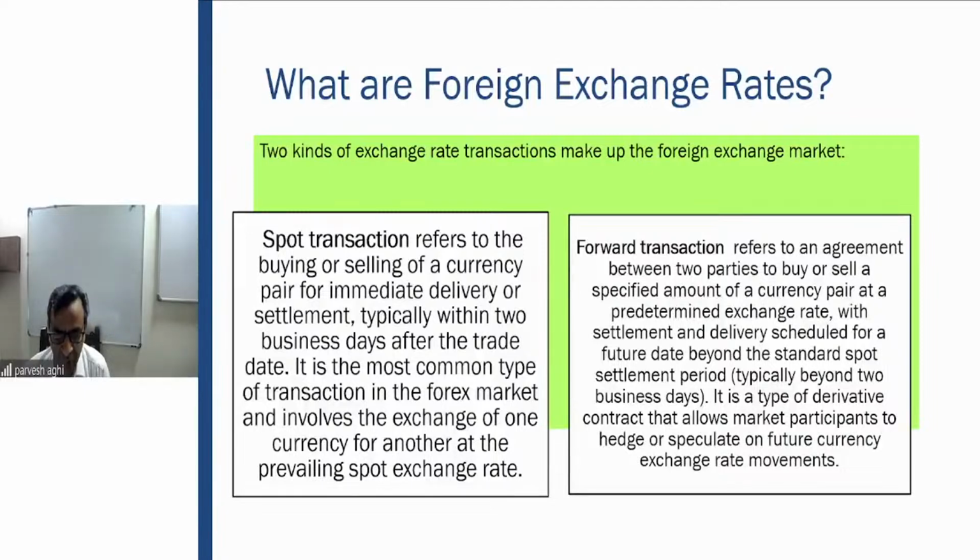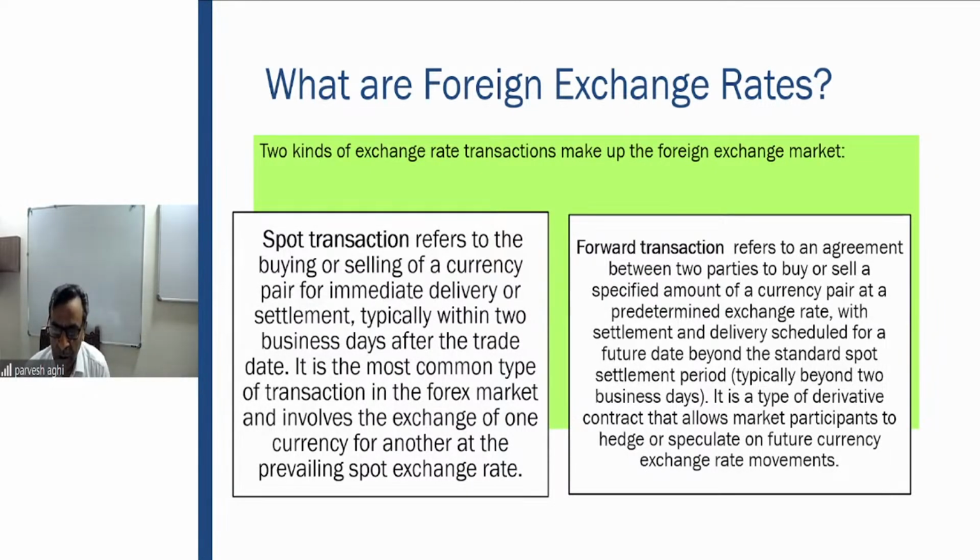Now, spot transaction, if you read through this slide, refers to buying or selling of a foreign currency pair. That means it can be US dollar versus INR, a currency pair, for immediate delivery or settlement, typically within 2 business days. Suppose I go to a bank and want to buy dollars, so the bank will say, okay, give us the money and we'll give you the dollar. Now, all this transaction is closed normally in T+2 days, or it can be done in T+0 also. So this is called a spot transaction.